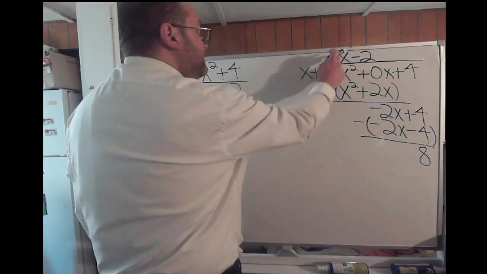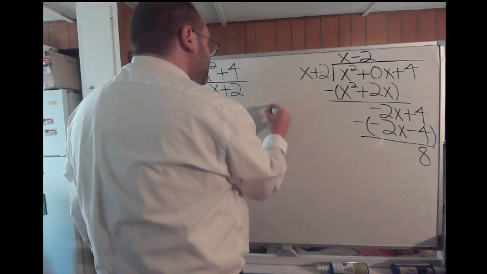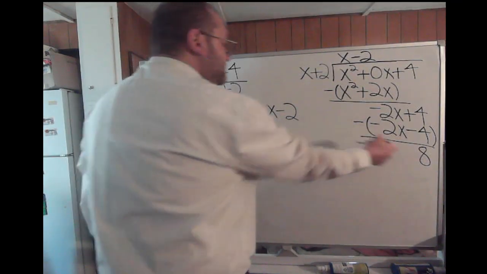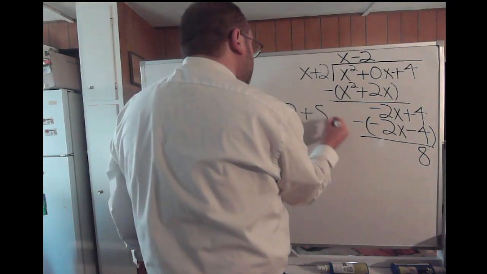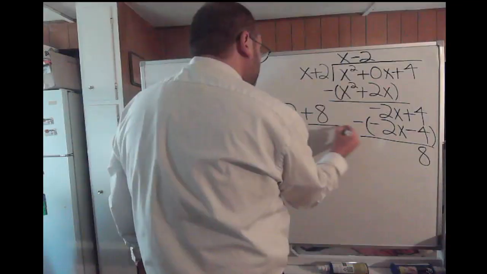So how you're going to write this is take your quotient of x minus 2 plus that remainder of 8 all over your divisor of x plus 2.